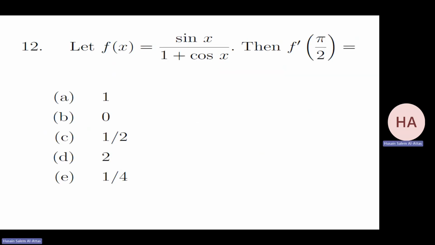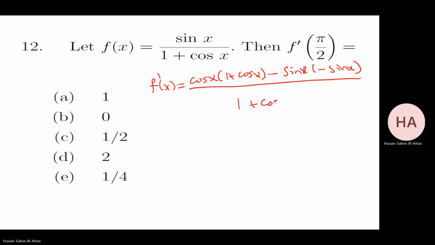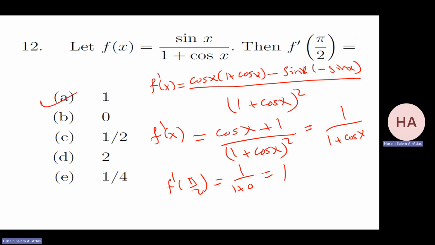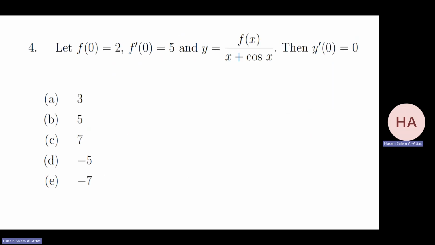If f of x equals sin x over 1 plus cosine x, and f prime at pi over 2, I think an easy one. F prime will be what? Cosine x times (1 plus cosine x) minus (minus sine x) times sine x, over (1 plus cosine x) all squared. And that will be what? Cosine squared plus sine squared, which is 1, over (1 plus cosine x) all squared. So f prime at pi over 2, I see 1 over 1 plus 0 all squared, which is 1, which is this one. Easy one.